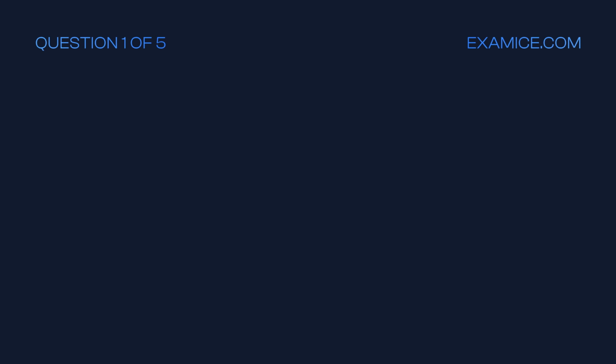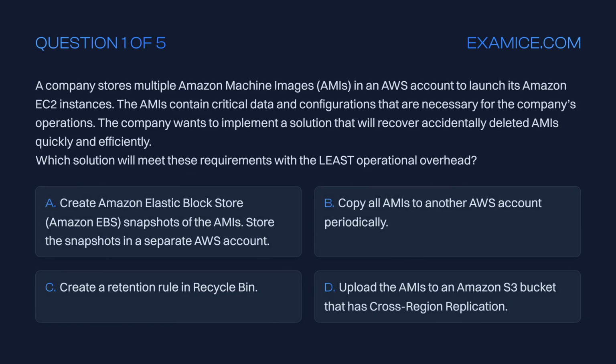Question 1. A company stores multiple Amazon machine images in an AWS account to launch its Amazon EC2 instances. The AMIs contain critical data and configurations that are necessary for the company's operations. The company wants to implement a solution that will recover accidentally deleted AMIs quickly and efficiently. Which solution will meet these requirements with the least operational overhead?